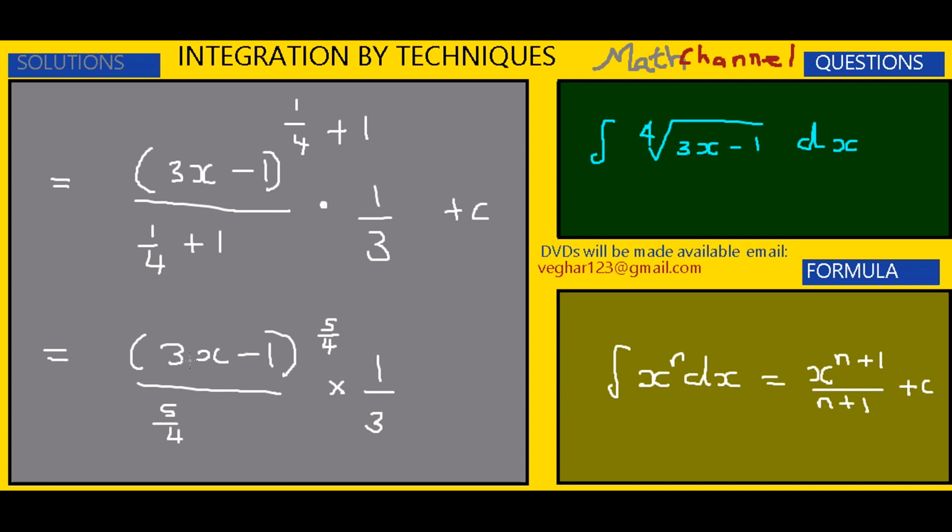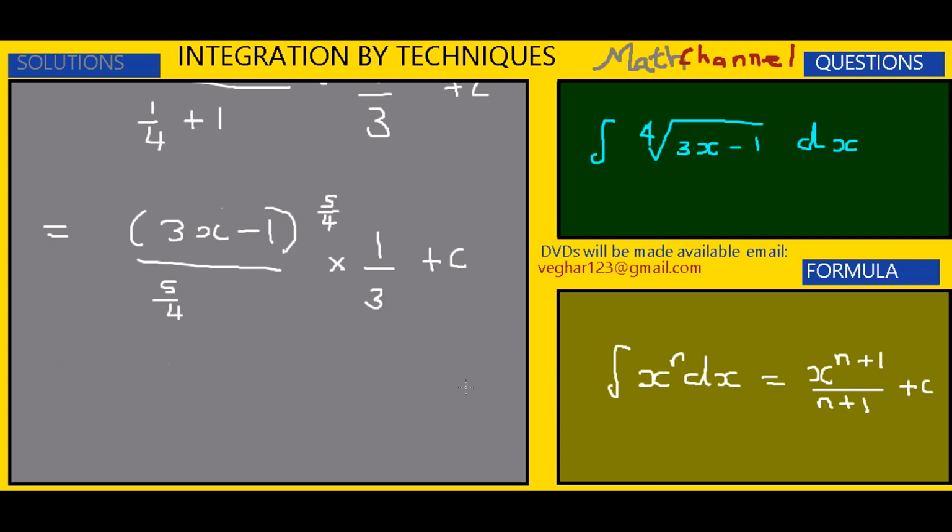This 1 over 3 is this number, so you'll divide by this one. Because when you derive this inside function, you'll have 3, and then 3 is not outside, so you have to put 1 over it. When you return to the derivative, you will find it. Checking this one, because it's 5 over 4, you'll invert it. It will be 4 over 5.